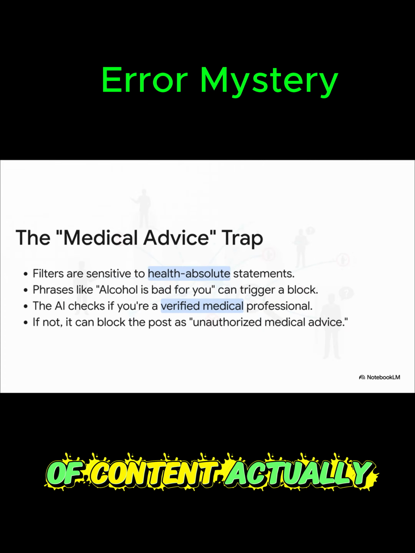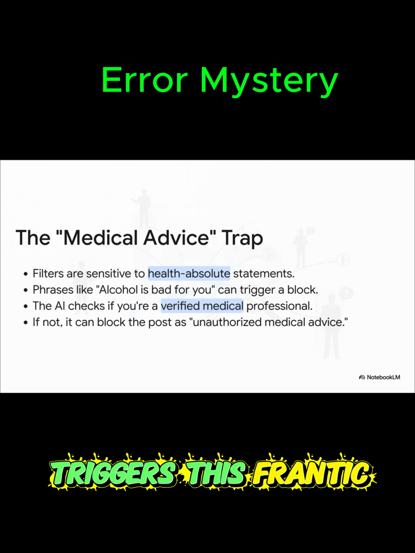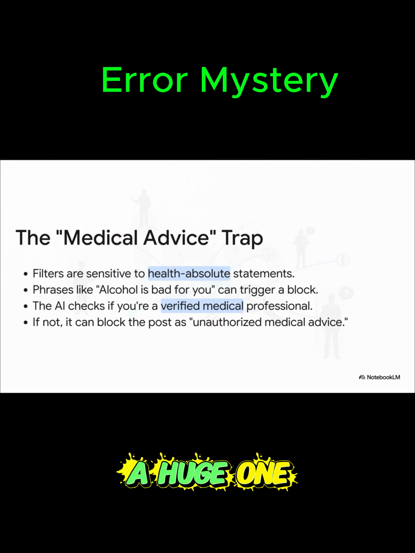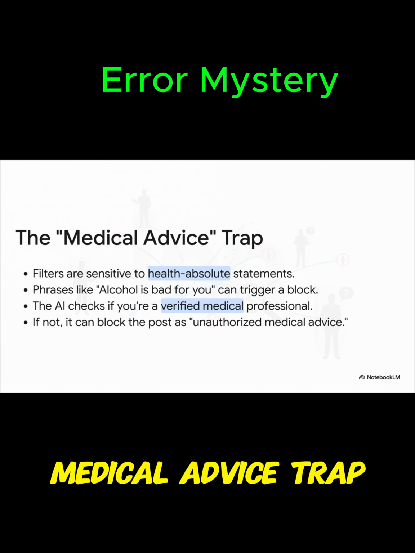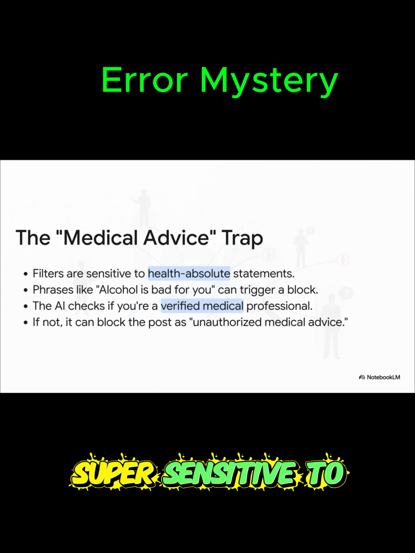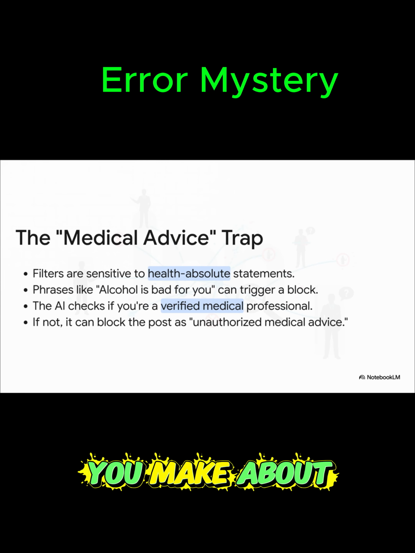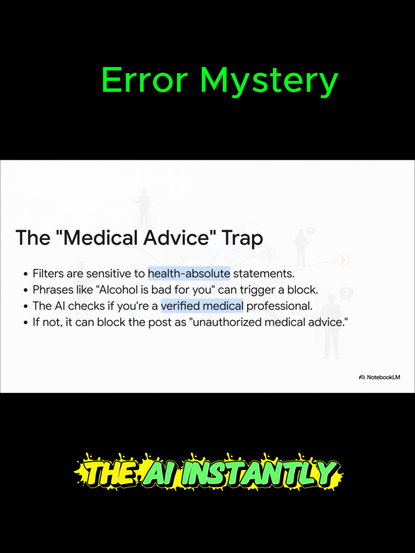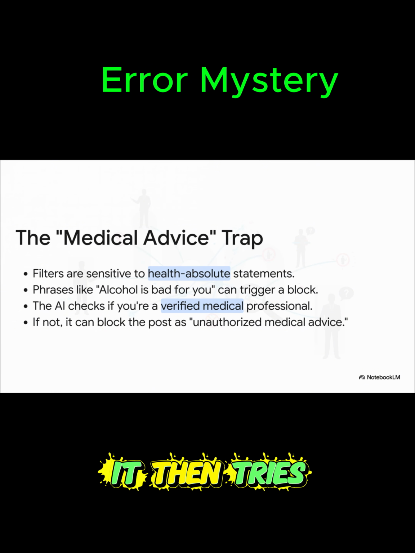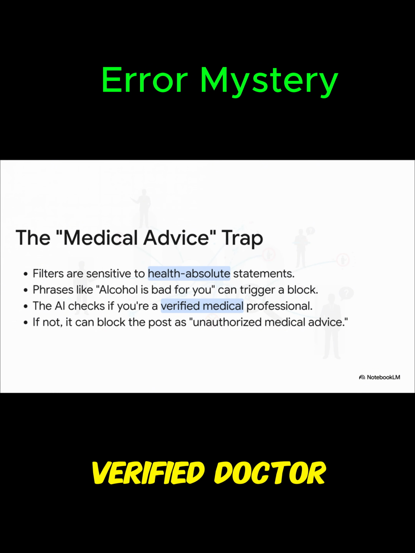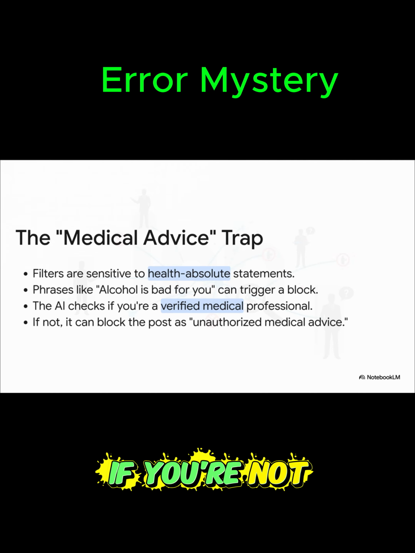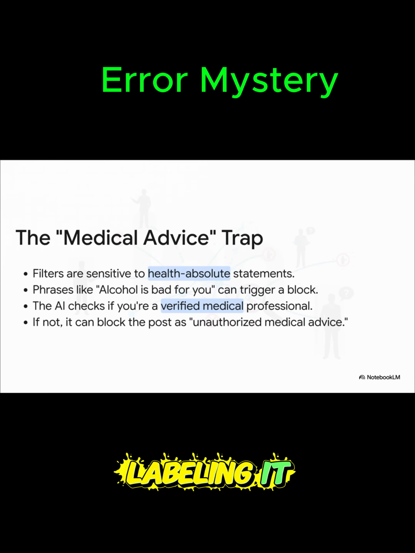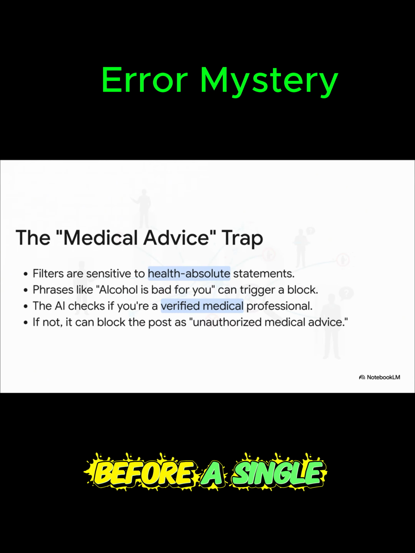So what kind of content actually triggers this frantic deep check? Well, a huge one is what we can call the medical advice trap. The algorithm is super sensitive to any absolute statements you make about health. So if you write something direct like alcohol is bad for you, the AI instantly flags it. It then tries to figure out if you're a verified doctor or medical professional. If you're not, it can just proactively block your post, labeling it unauthorized medical advice before a single person ever gets to see it.